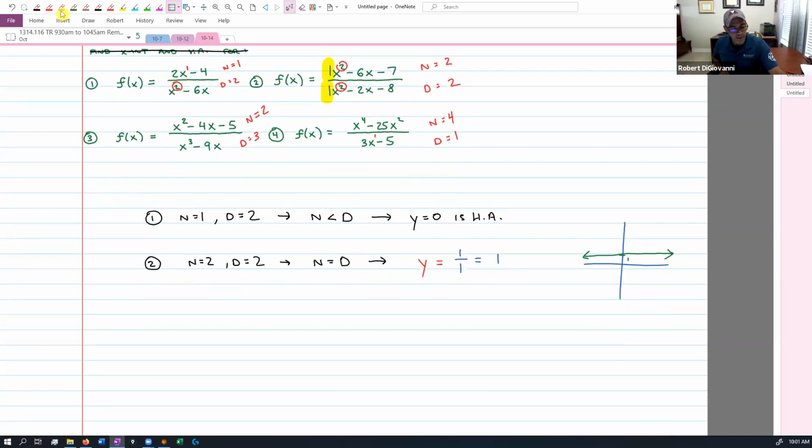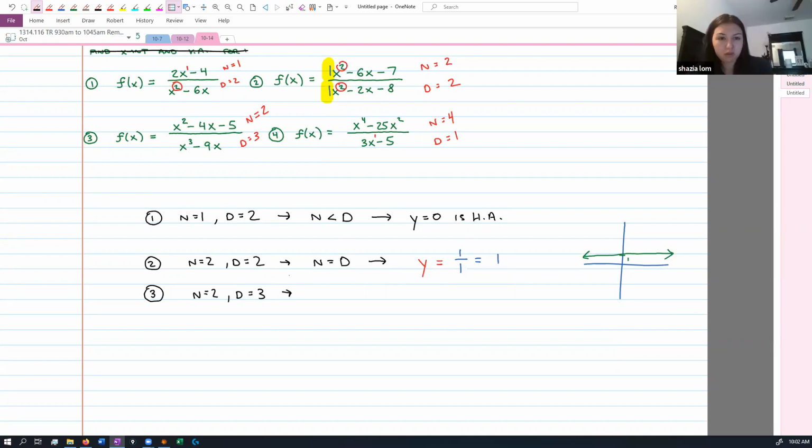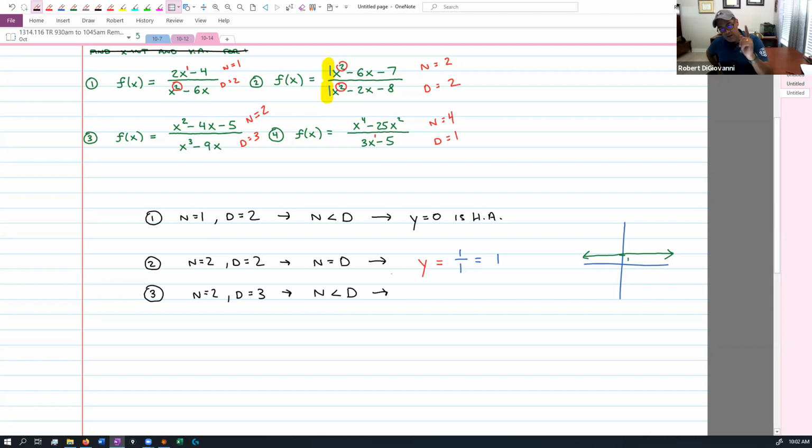How about for 3? Who wants to tell me what happens on 3, the third problem? N is 2, D is 3, right? Y equals 0, because the numerator's degree is smaller than the denominator's. And that's that first case, that's y equals 0.